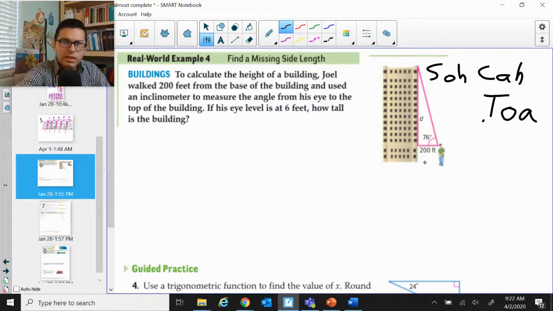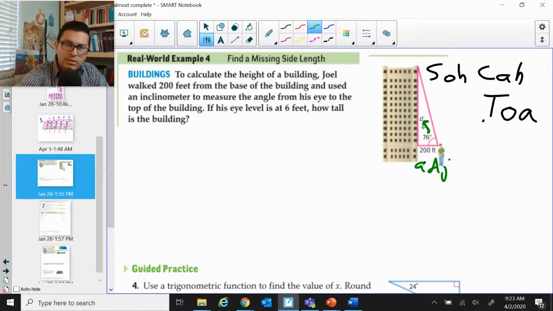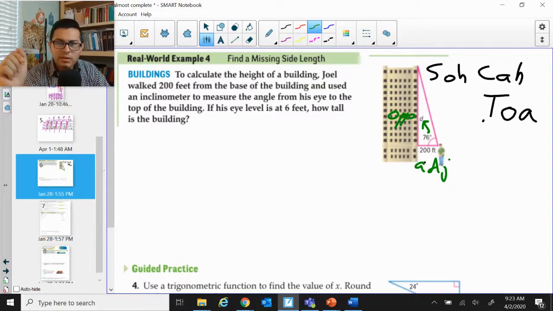So we're going to say that's going to be ADJ, adjacent. Now, D, where is D? Well, it's not the hypotenuse, and I can draw a line going across the triangle to D, which means that this is going to be our opposite side right here. Now, we have an opposite side and an adjacent side.